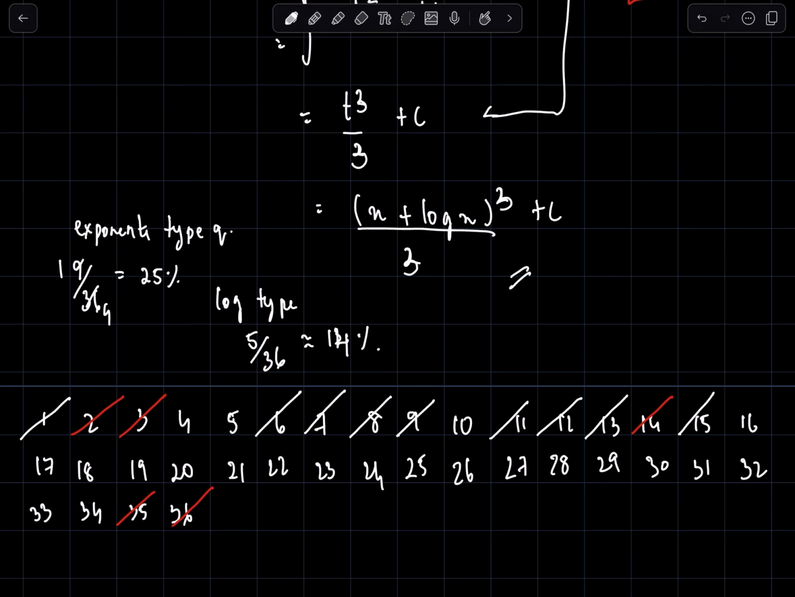So how much is remaining? 25 plus 14 is 39. So 61% is trig based. Oof. That is really bad. That's really bad. So the remaining, so how much was that? Minus 36, so 22 questions are trig based. Okay, so don't panic.